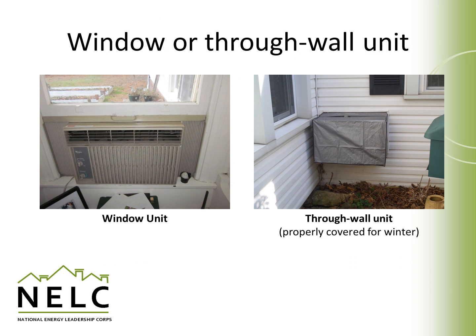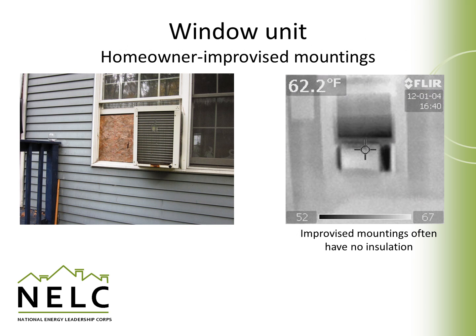Window units are common retrofits, and they can either be placed in a window, or a similar air conditioning can be mounted through a wall unit. This one's got a cover on it over the winter. Unfortunately, as we've discussed many times, these are mounted in ad hoc methods and often end up being significant sources of heat loss because of the leaky air spaces around them. Also, if they're left in place over the winter time, they can be a significant source of lost heat.